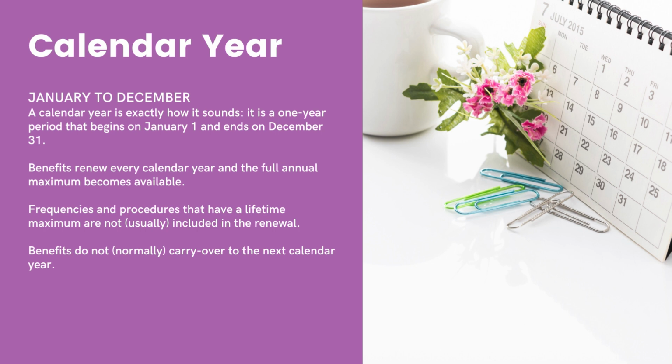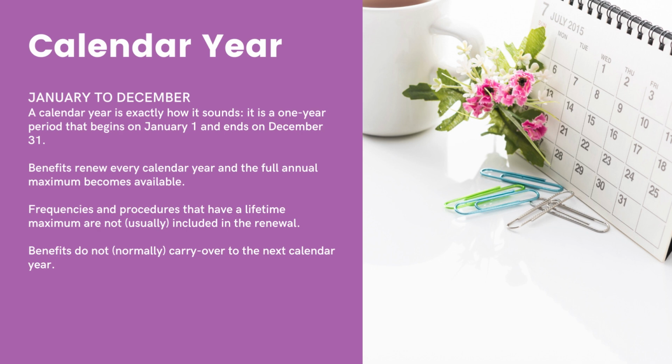Frequencies also do not follow the calendar year normally. You will see certain frequencies, like recall every 6 or 9 months. Those frequencies need to be followed regardless of the maximum renewal. January 1st does not mean they are eligible for a recall or polish suddenly because their plan renews. Look at the last time those codes were billed and follow the frequencies.